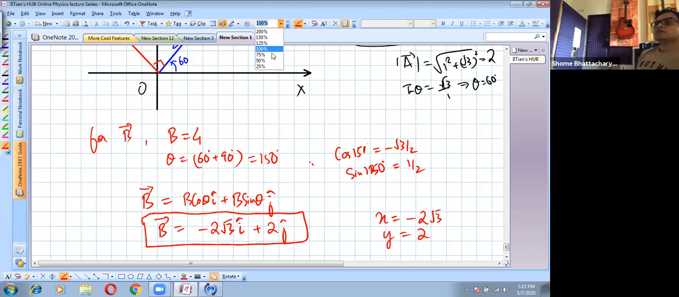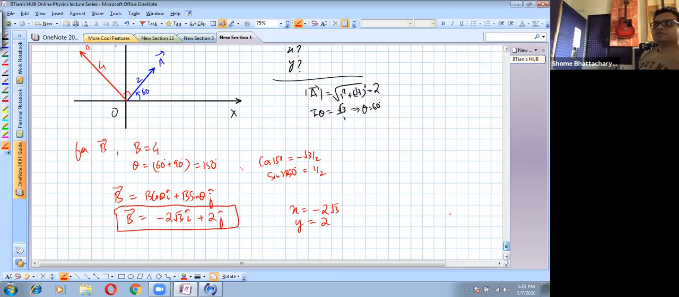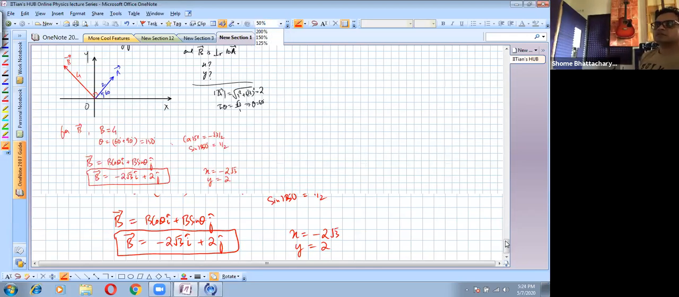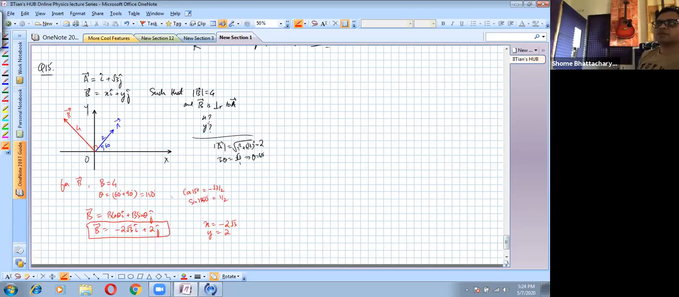Okay. So first make sure you understand this process. Now also listen to what I am saying very carefully. I am saying this is not the only possible B. There is another vector which satisfies the same condition that the vector B is satisfying here, that it is perpendicular to A and its magnitude is 4. This set of values, x is minus 2 root 3 and y is 2, is satisfying the condition, but that's not the only vector. So try to understand that from the diagram.